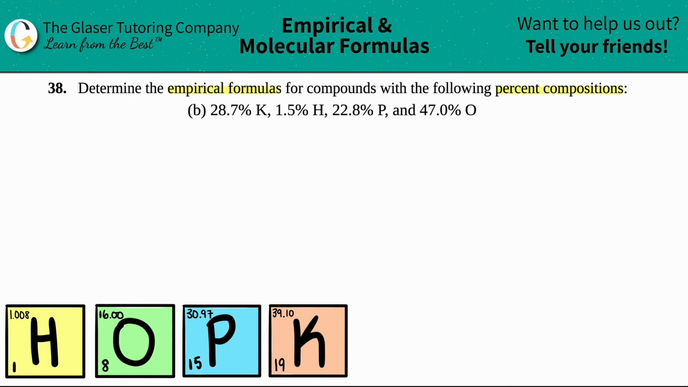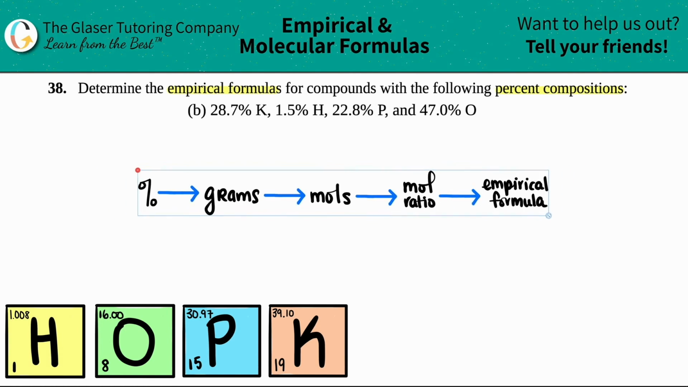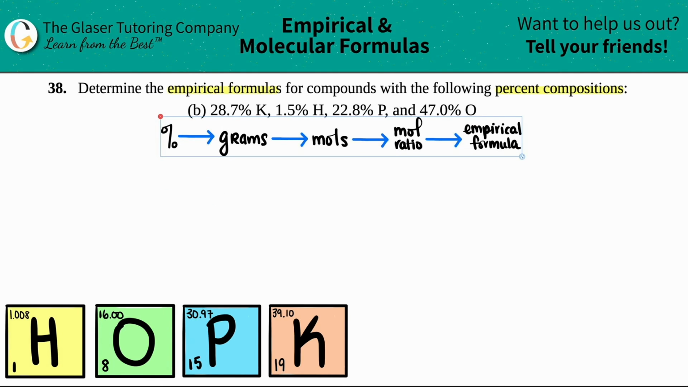And here are the rules right here. So I'm just going to make this a little bit smaller, mainly because we have a lot going on here. We need 4 different elements, so I just need a little bit more room. But yeah, so here is the 4-step process, all starting from percentage all the way to empirical formula. So the first thing I'm going to do is list out what I have. I'm going to start all the way over here. I have 28.7% potassium. I have 1.5% hydrogen.